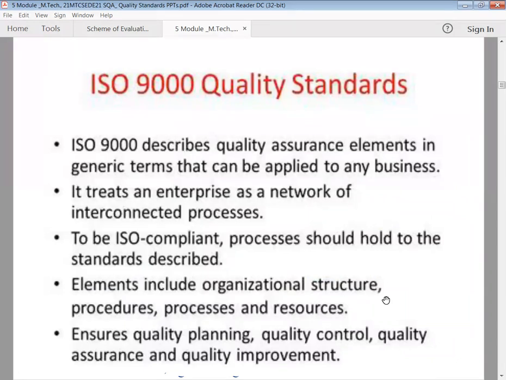So what do the ISO 9000 quality standards mean? It describes quality assurance elements in generic terms that can be applied to any business. So it gives generalized guidelines for any business quality standards. It treats an enterprise as a network of interconnected processes.